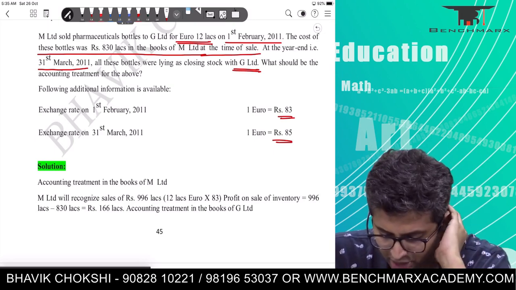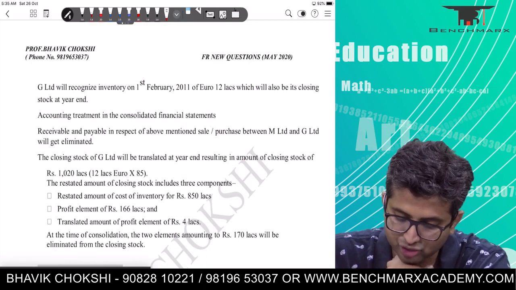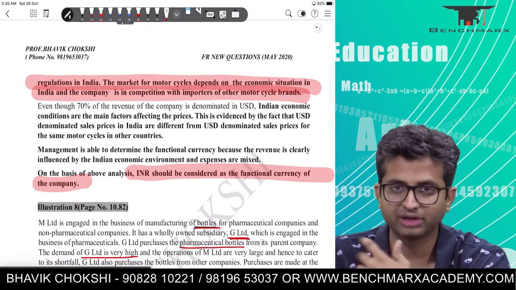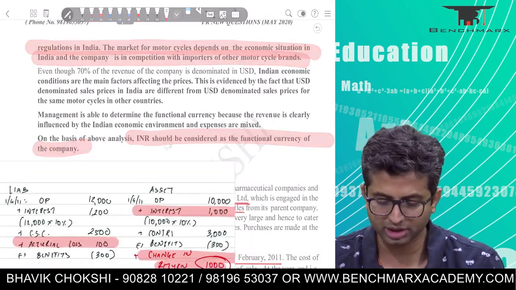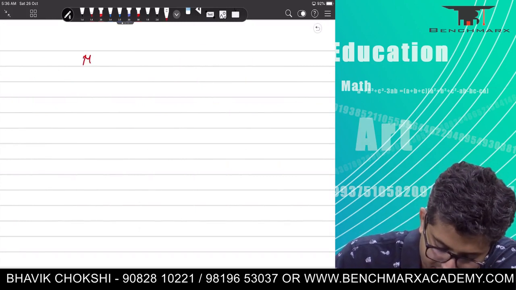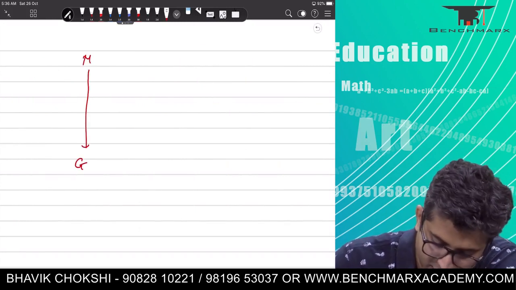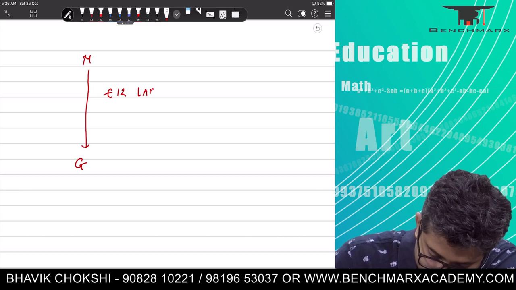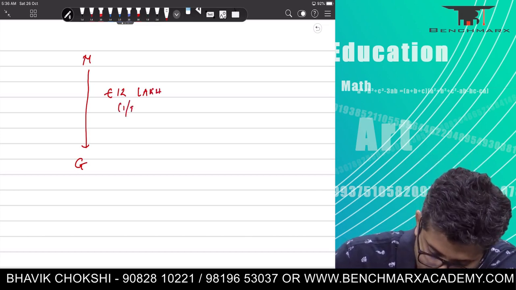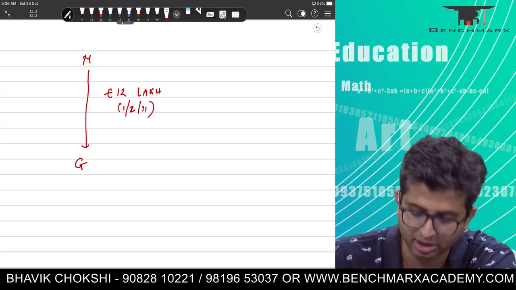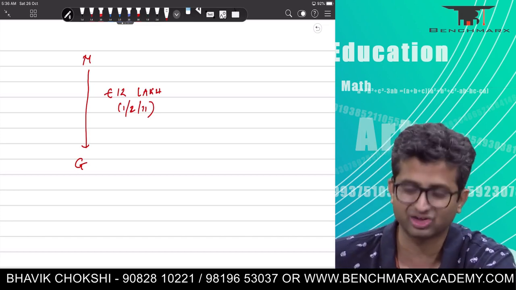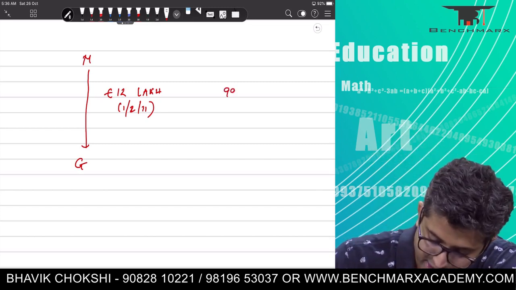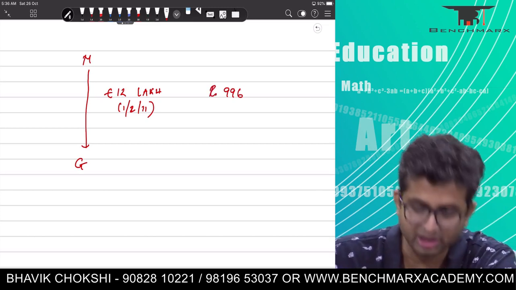Okay. Now what is happening over here is we are not really told which company is domiciled where. We have just been given that there's a company M and then a company G. So taking the two companies, there's a company M which is a parent, and then there is a company G which is a subsidiary. Now M is making sales of 12 lakh euros on 1st of February 11. Ideally this sale is happening on 1st of February, so it should be recorded at the exchange rate as on the date of the transaction. That is 12 lakh euros into 83 should come to 996 lakhs. Okay, so this is in rupees, 996 lakhs.